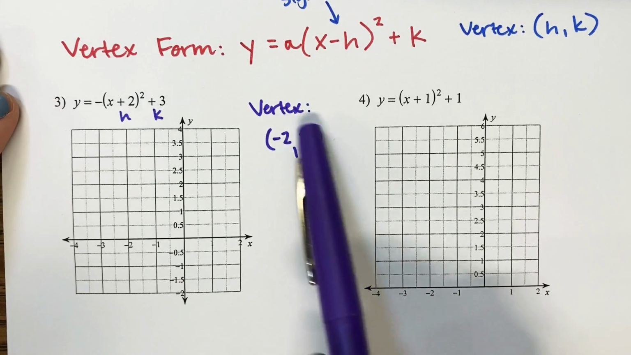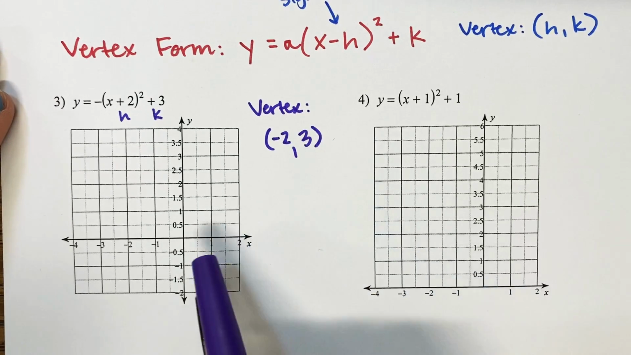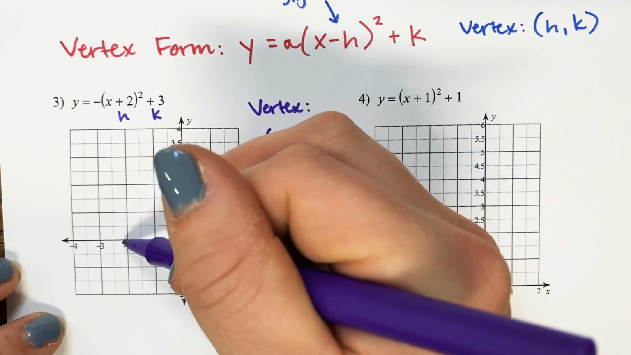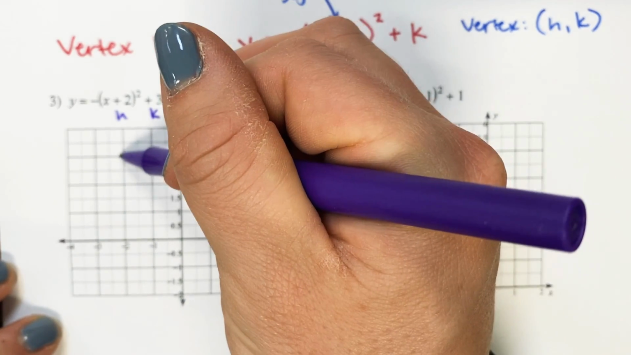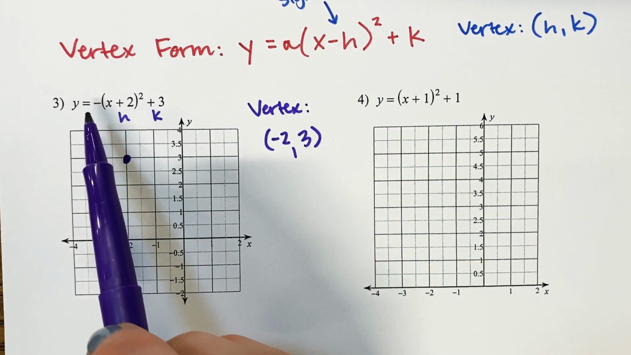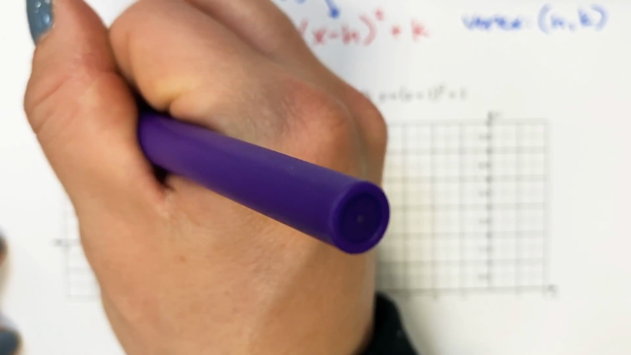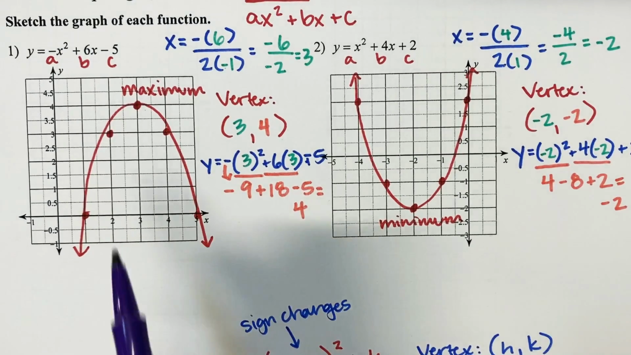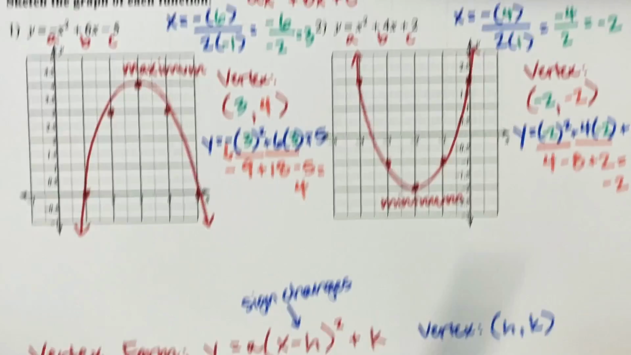Alrighty. So now we can go ahead and graph this guy. Find negative 2 on your x-axis. Go up to 3 on your y. But remember, we have this negative a. Remember, a is actually in front. What happens when our a is negative? What happened up here? Our arrows point down.